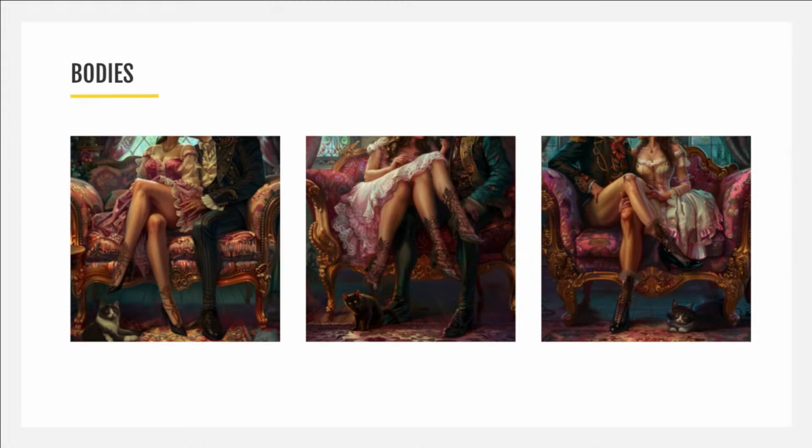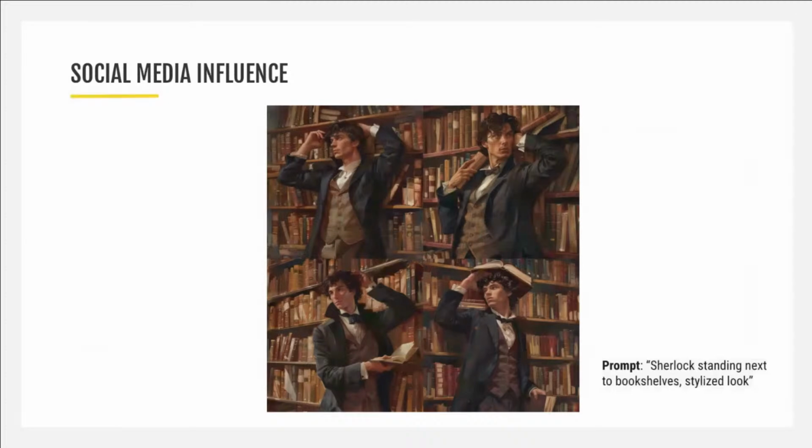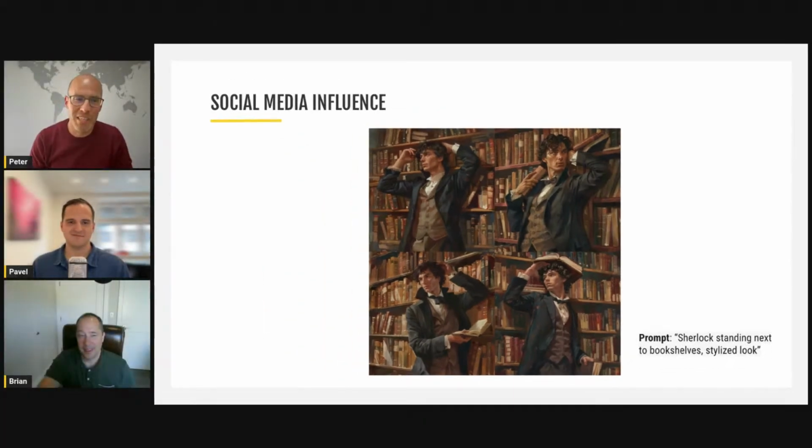The next one is about the influence of the input. So here we wanted to create Sherlock standing next to the bookshelves. And it actually used poses, probably from Instagram or other social media, these sexy poses, instead of just showing us the character simply standing in front of a library. So here you can really see how AI is using all the different resources, maybe even your photos, to be trained, and then applying that on your prompt.